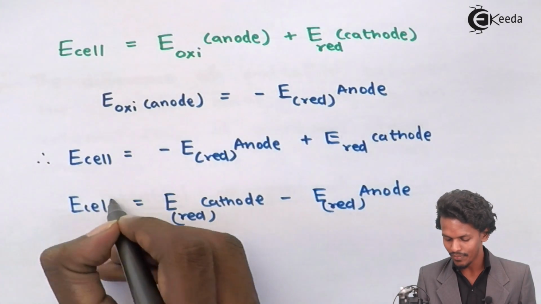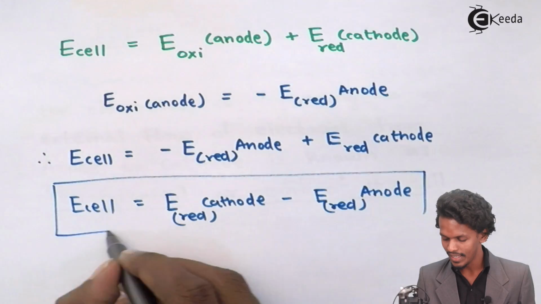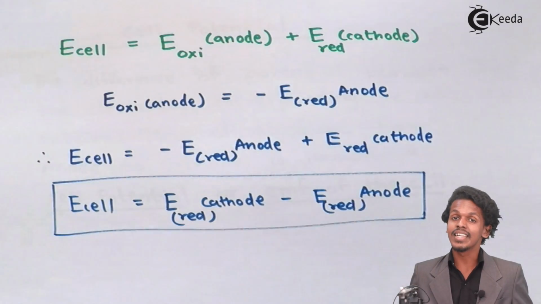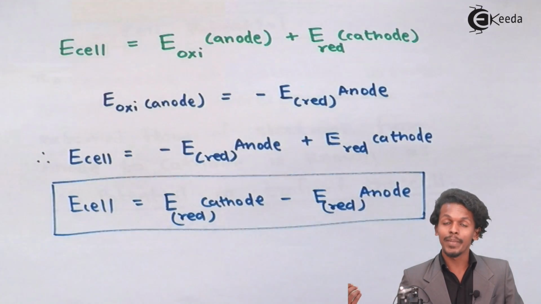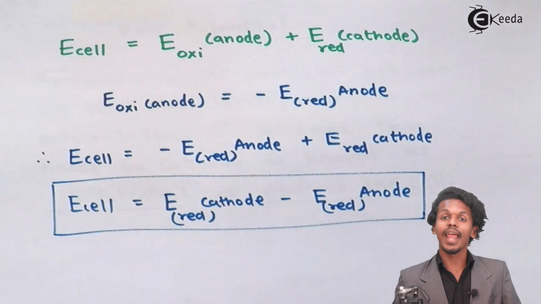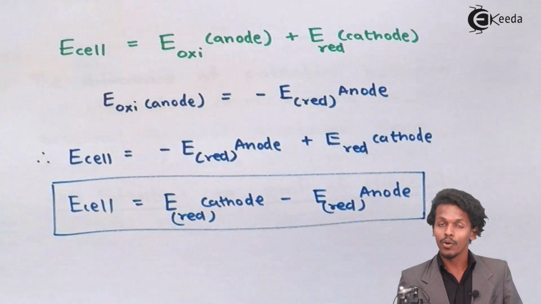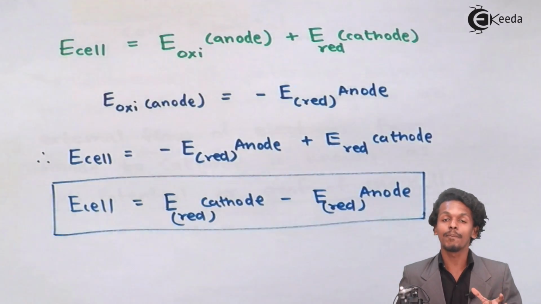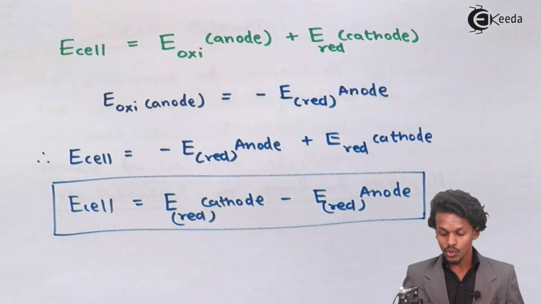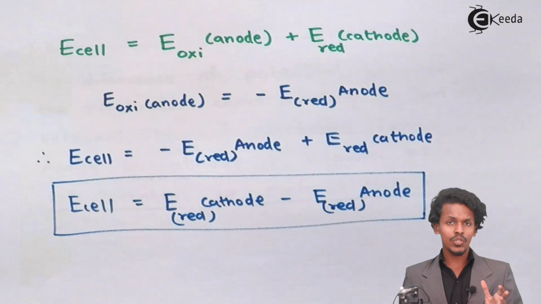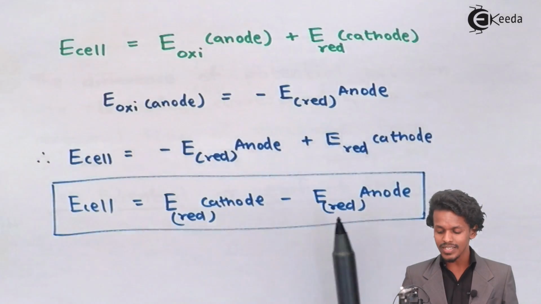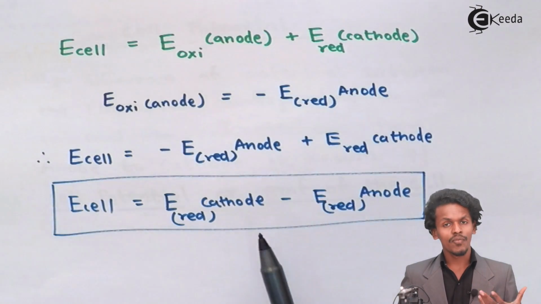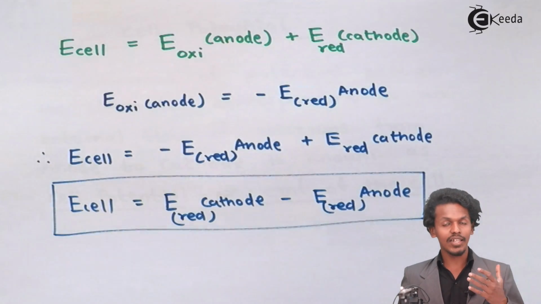So this is the formula for how we can calculate the cell potential of a particular cell, by taking the difference between the reduction potential of the cathode and the reduction potential of the anode. This is how we can calculate the EMF of a particular cell. So it was so easy. And nowadays, only the reduction potentials are used, not the oxidation potentials. So this is the overall formula that will be very helpful in the future while solving numericals also.